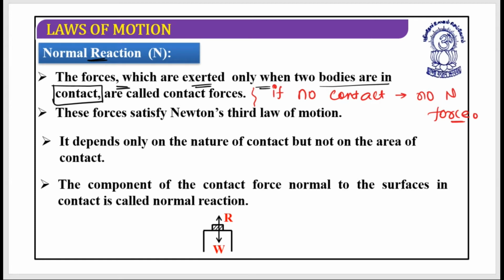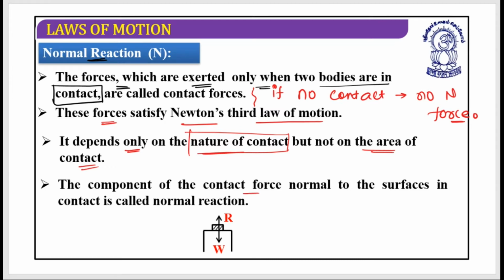with each other, then there must be a normal force acting between these two bodies, and this force satisfies Newton's third law of motion. What is it? Yes, Newton's third law of motion says that action and reaction are of equal magnitude, but they act in opposite directions. So they satisfy Newton's third law of motion. It depends only on the nature of contact, but not on the area of contact. So it depends on the nature of contact, whether it is smooth, whether it is rough, and something like that.